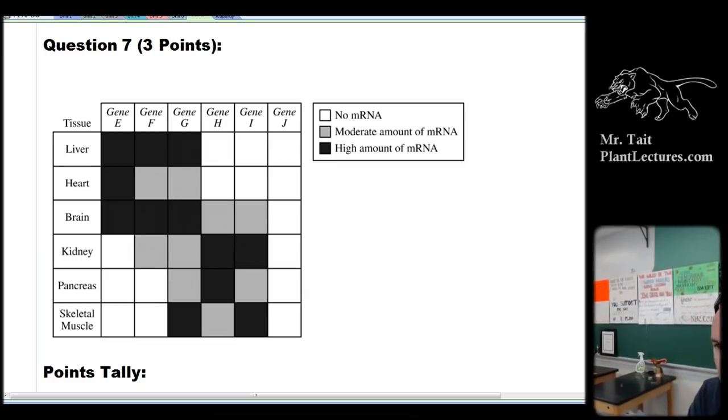Okay? How important is glycolysis? Pretty important. So which cells can survive without glycolysis? None. So we need it in all the cells. So it's got to be gene G because it's in all the cells. Okay, so identify there. That's 1 point.